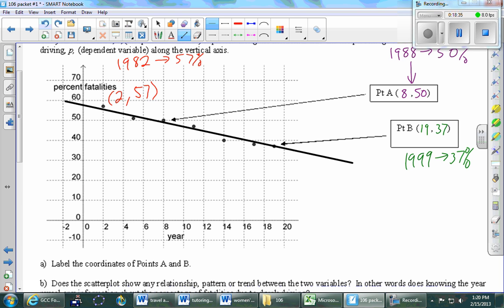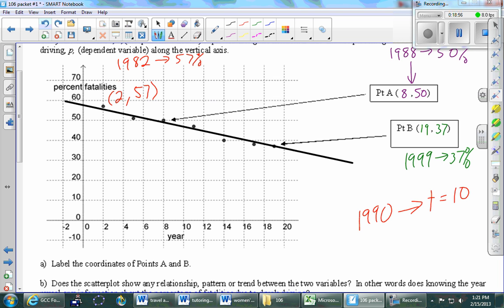For example, is the year 1990 in the table? No, 1990 is not there. So we don't have any data for some reason from 1990. But we could use the line to make our best guess as to what the real statistic was back in 1990. What value of t in this graph corresponds to 1990? It's 10. So I'm going to write t equals 10. It's the x value. So I could go to my line, and you can go to your line. You can go to the 10, go up to the graph, and make an estimate. And so for me, my estimate is, I don't know, 47, 48. Your estimate will be different. Something like that.